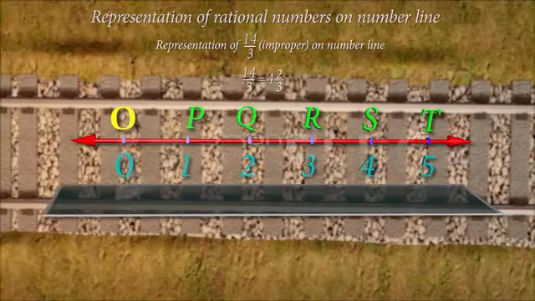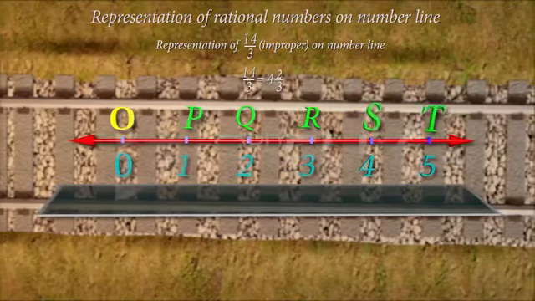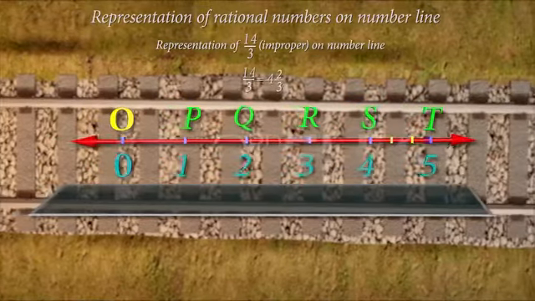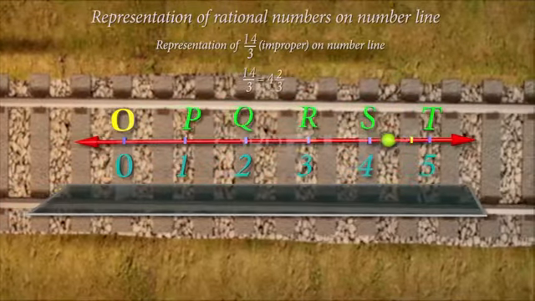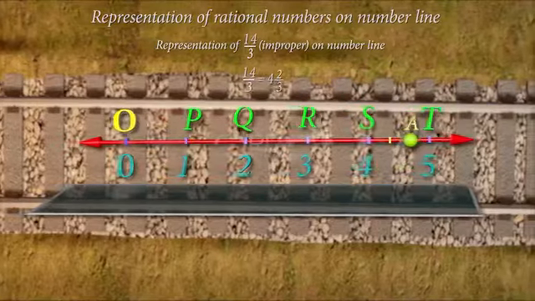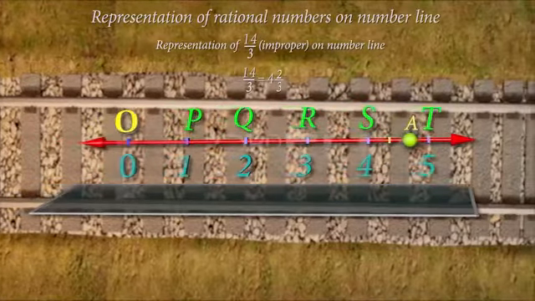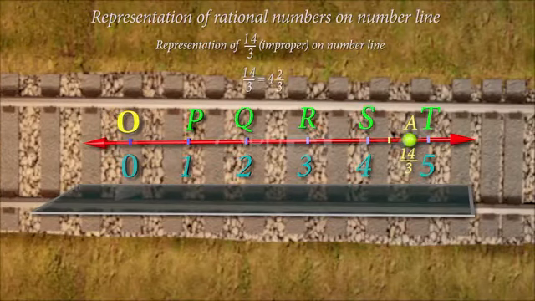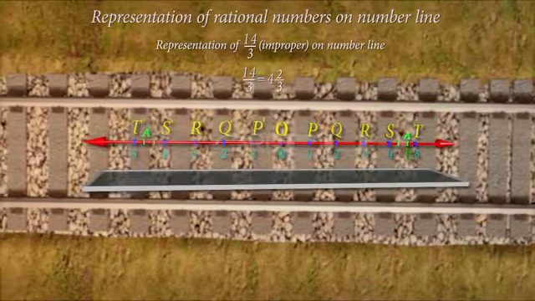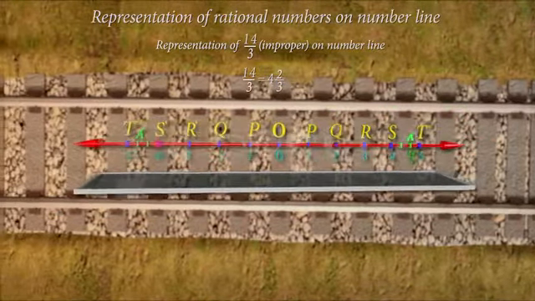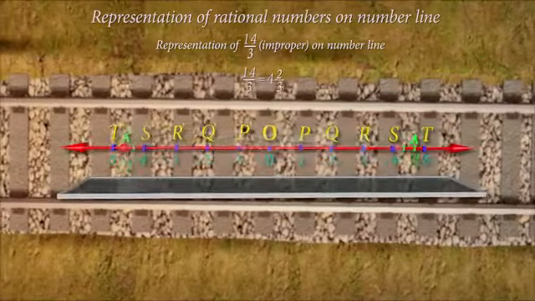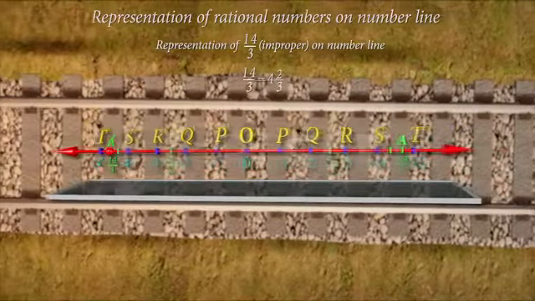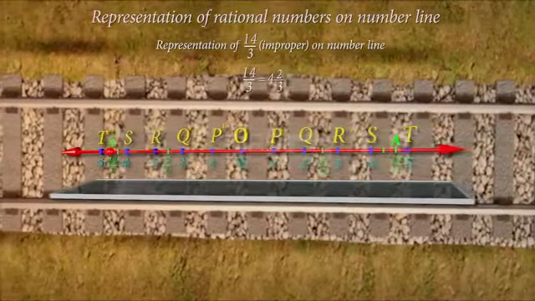As 4 and 2 by 3 lies between S and T, divide ST into 3 equal parts and then take 2 parts out of these 3 parts and mark it as A. Then A represents the rational number 14 by 3. Similarly, A' represents the rational number -14 by 3. Similarly, we can plot any rational number on the number line.